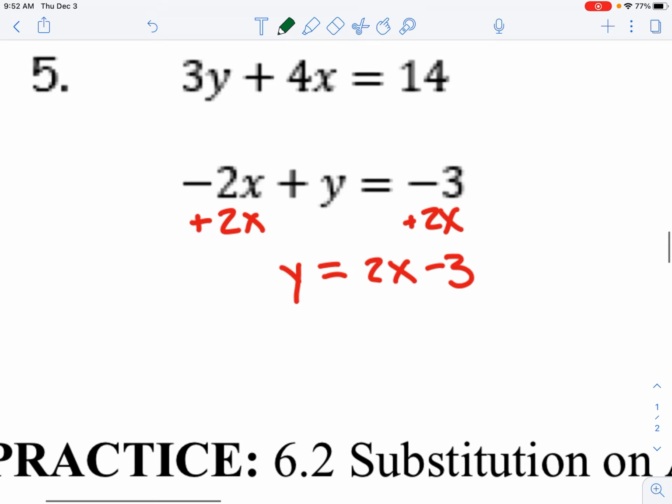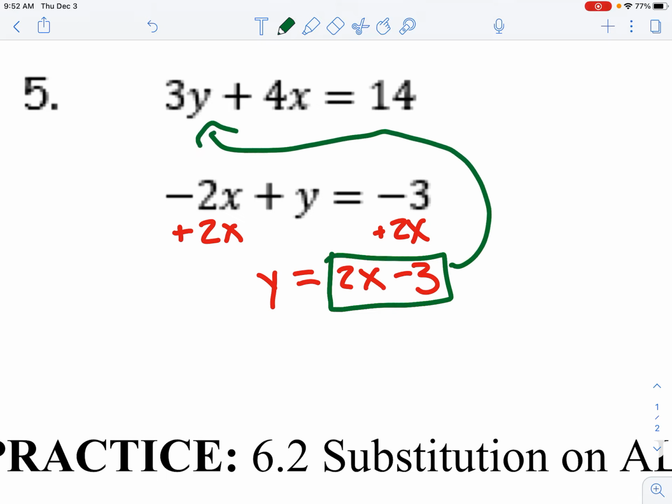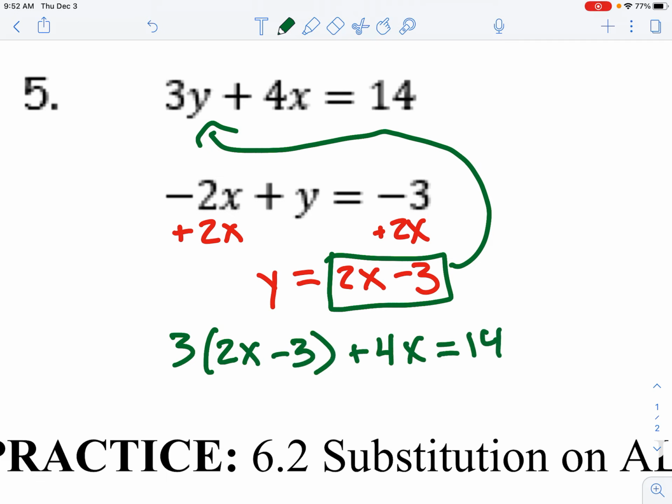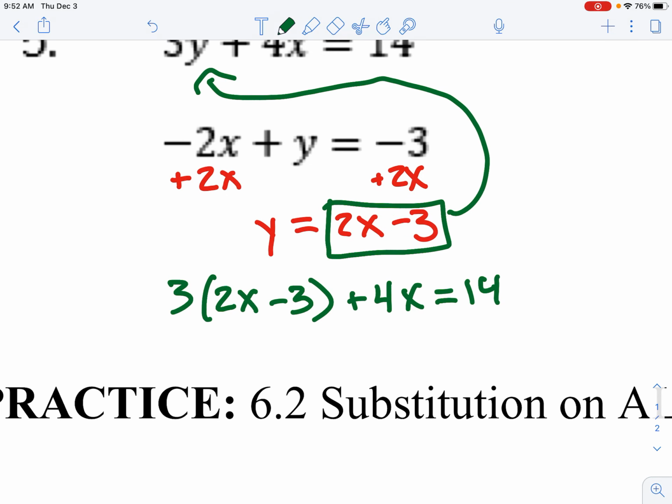Let's move on to number 5. Okay, so number 5. We don't have a variable by itself. As you can see, I've already done the work to arrange it so that now we do. I'm going to take this piece and plug it in for y in the first equation. So 3 times (2x minus 3) plus 4x equals 14. Now we can distribute and just solve for x.